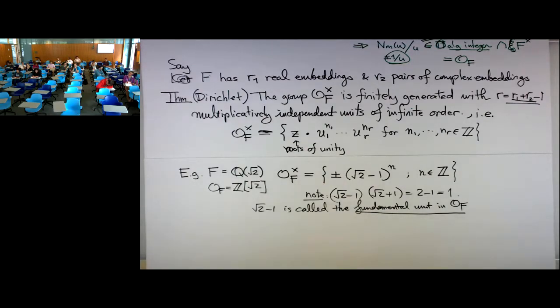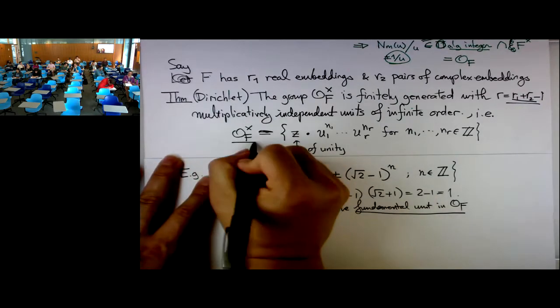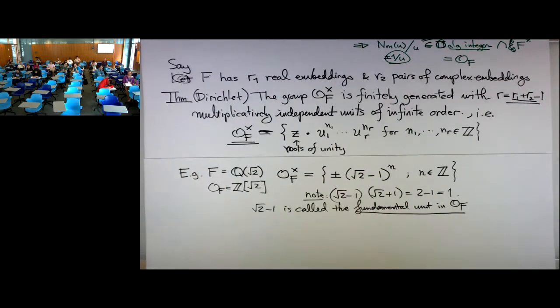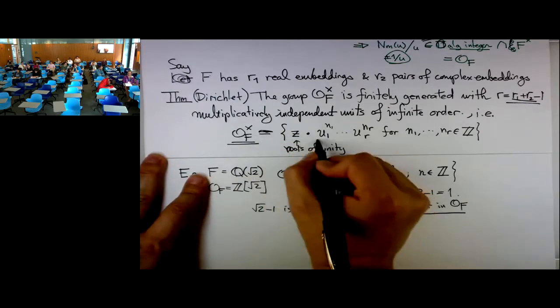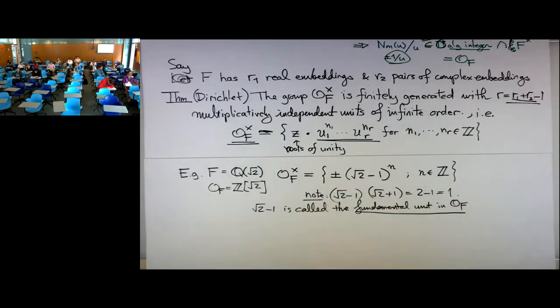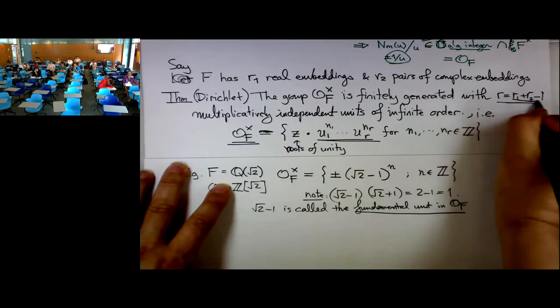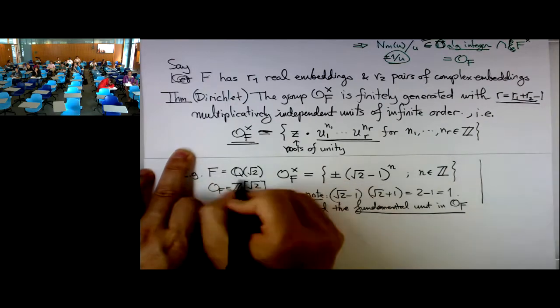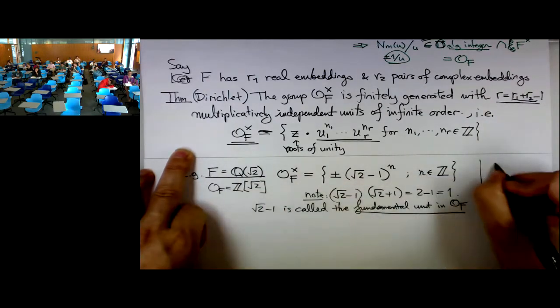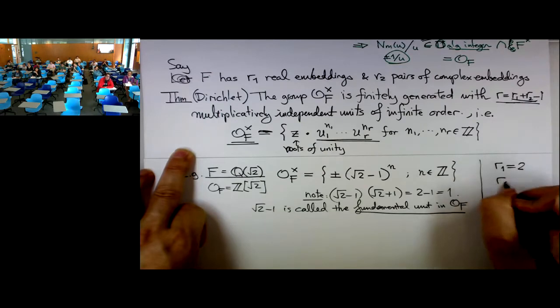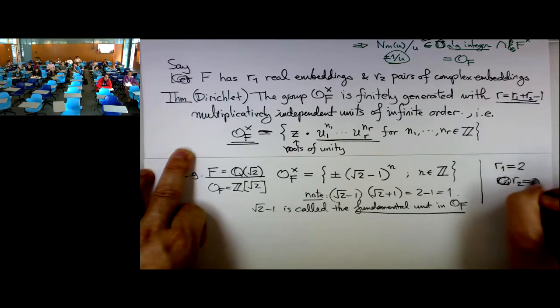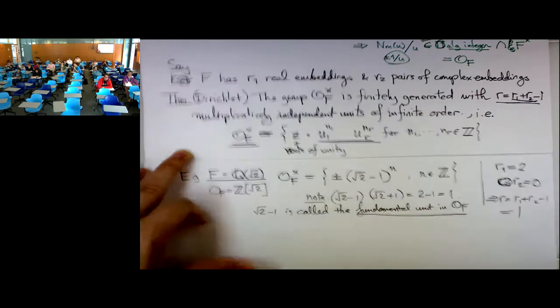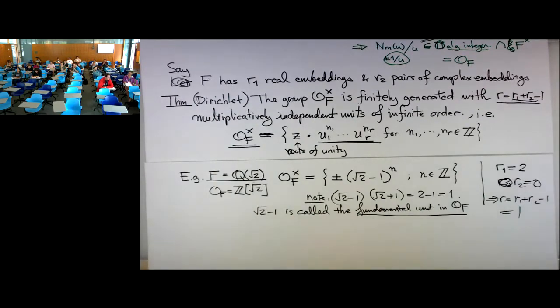And the general situation is that this group of units is equal to some roots of unity, and then the rest is a product of some particular fundamental units. And there are precisely r of them, where r is equal to r_1 plus r_2 minus 1. In my case, I have a real quadratic field, so there are two real embeddings and no complex embeddings. Therefore r equals r_1 plus r_2 minus 1, which is 1. So you have one generator in this case.